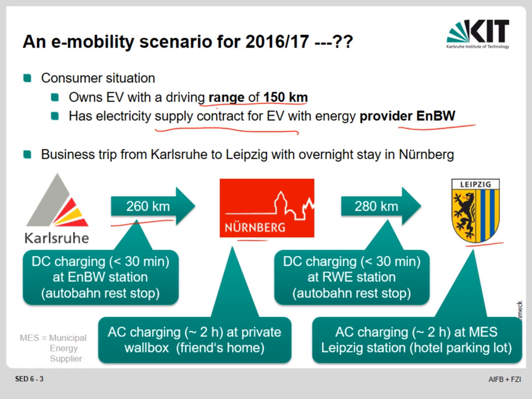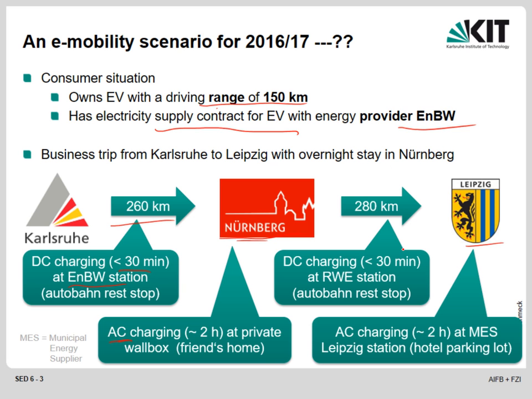So maybe the first charging station is an EnBW charging station at some Autobahn rest stop. Then you can recharge the battery, which takes less than 30 minutes. You have fast charging at something like 22 kilowatt or maybe even more. And you recharge your battery, and then you get to Nuremberg. You stay there overnight. You can have AC, alternating current charging at a private wall box. It takes a few hours at your friend's home.